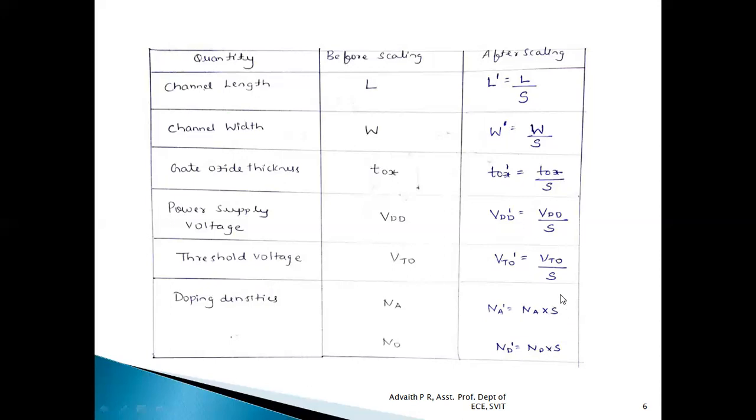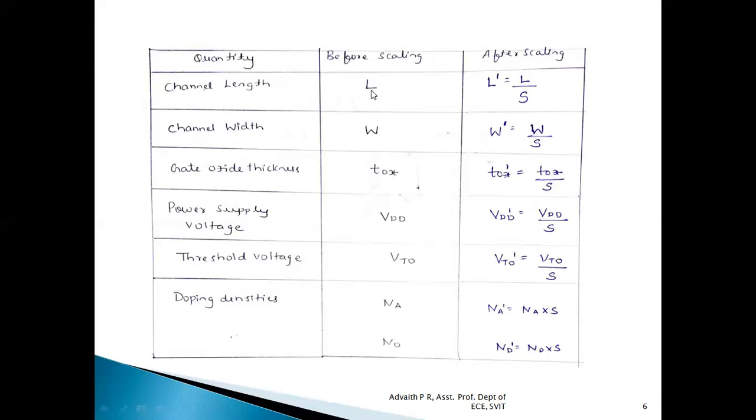As I told you previously, the reason why we multiply the scaling factor with these doping densities is, as we reduce all these voltage quantities as well as other dimensions of the MOSFET, to make sure that the MOSFET operates with the same characteristics as the previous one, we have to increase the doping level concentration. Hence, the scaling factor will be multiplied with doping densities. So this particular table clearly shows us how the doping level quantities will be affected.